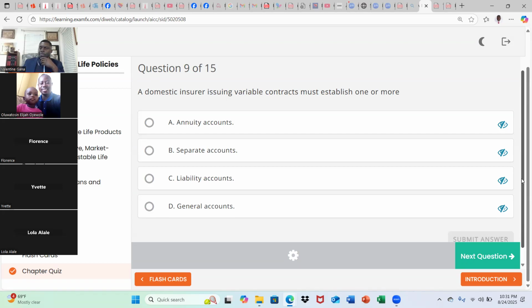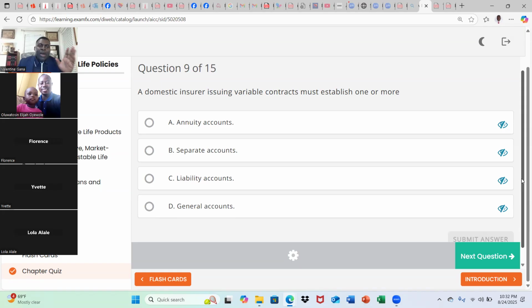I think annuity account. Pardon? Domestic. I was looking at annuity account. I'm not sure. But they say a domestic insurer issuing variable contracts must establish. Let's try to see what they're asking in the question. They are asking about that domestic insurer establishing either one or more of something.